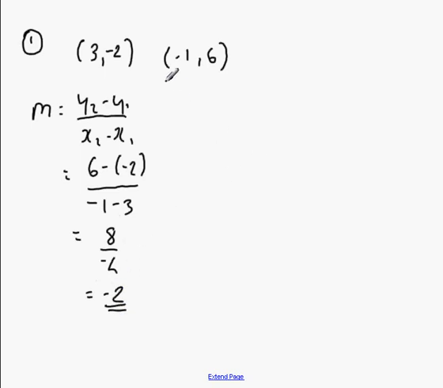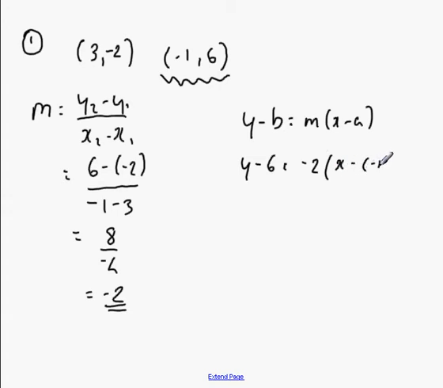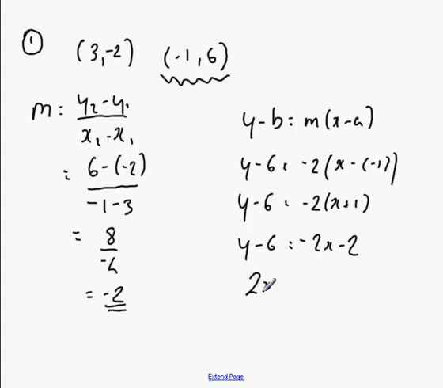We can choose either point to sub in, it doesn't matter, but let's choose (-1, 6), and subbing into y - b = m(x - a). That'll give us y - 6 = -2(x - (-1)). Tidying up, that's y - 6 = -2(x + 1). Expanding out, y - 6 = -2x - 2. Rearranging in the form ax + by + c = 0 gives us 2x + y - 4 = 0, and that's the equation of the straight line for question 1.